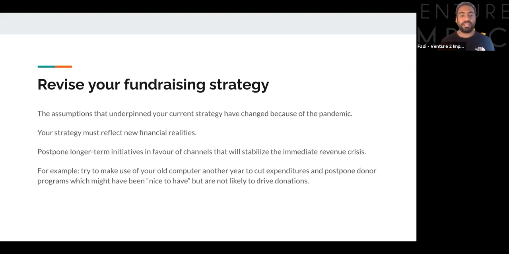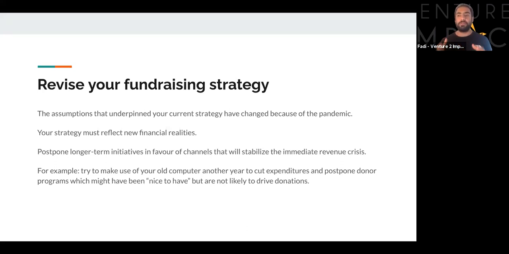So how do you change your current strategy because of the pandemic? Your strategy must be rooted in these new realities. So you must reflect the new financial realities, the new viral realities, the new realities of having to change the way that you deliver impact. And the biggest lesson here really is for you to postpone your longer term initiatives in favor of revenue channels that will address and stabilize your immediate revenue crisis.